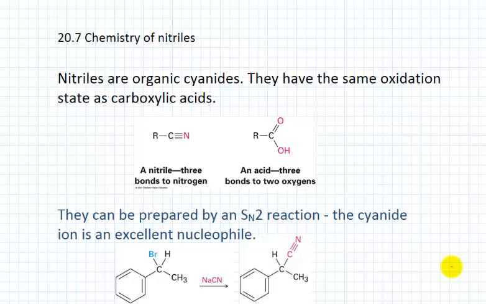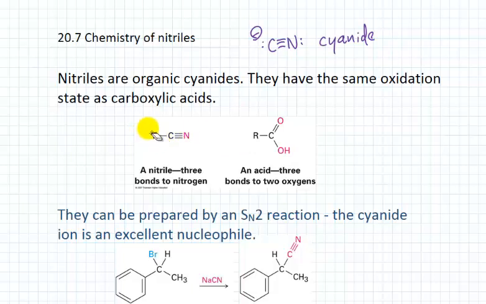So chapter 20 also has this interesting section on the chemistry of nitriles. And you might be thinking this is an odd thing to be in the chapter with carboxylic acids, because a nitrile is an organic cyanide. So RCN. Cyanide itself is the CN minus anion. That's a cyanide. So sodium cyanide, for instance, is NaCN. An organic cyanide, RCN, is called a nitrile. So why on earth is this in the chapter with carboxylic acids?